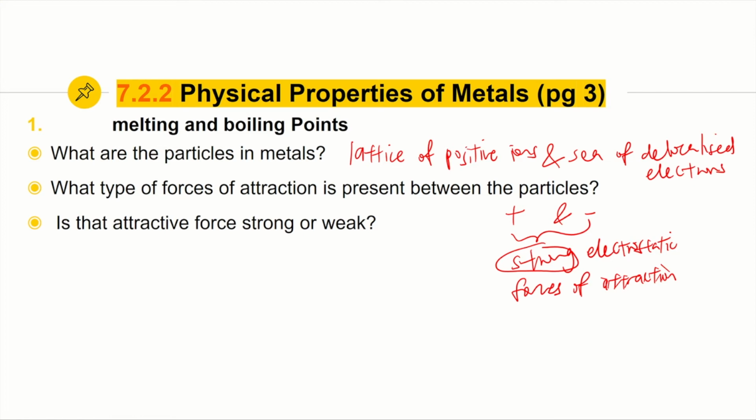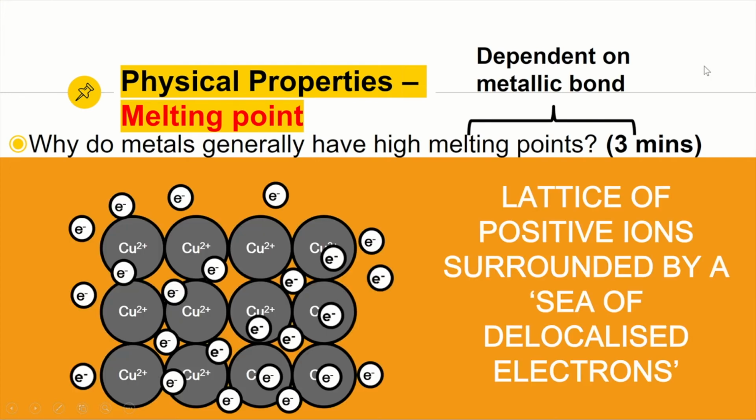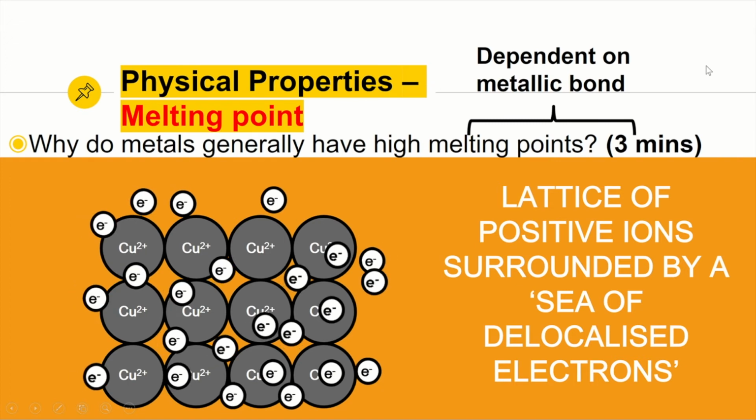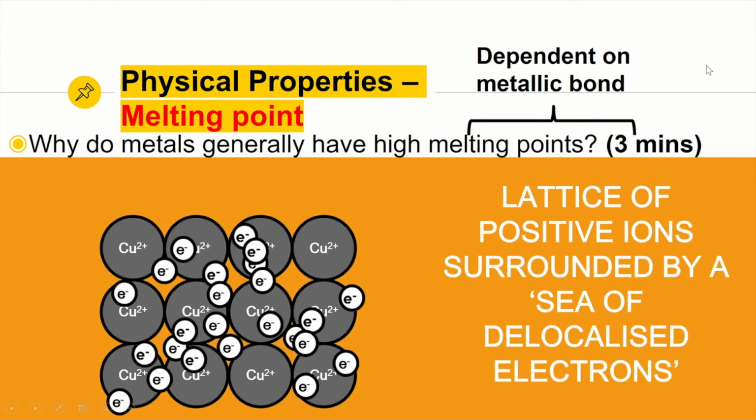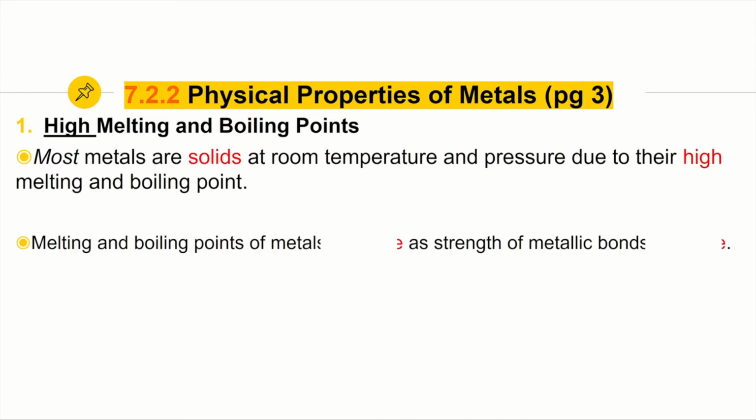So is a lot of energy or a little amount of energy required to overcome this force? What do you think? Strong means I need a lot of energy to overcome. If I need a lot of energy, my temperature to melt must be high. So that is why the melting point and boiling point of metal is high. So why do they generally have a high melting point? Because I have my lattice of positive ions surrounded by this sea of delocalized electrons, moving around freely. And if I want to overcome it, I need a lot of energy.